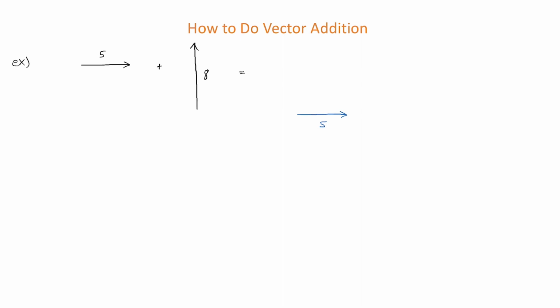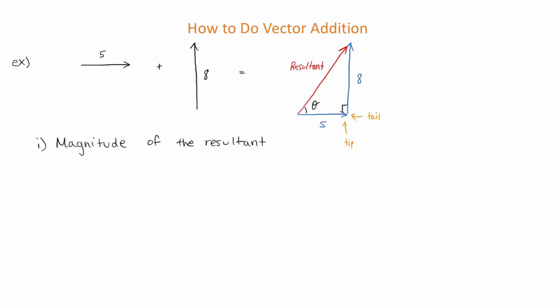Well, all you need to do is align the vectors tip to tail and then draw the resultant from the tail of the first vector to the tip of the second vector. And you can see we formed a right-angled triangle. Now the first thing we want to do is find the magnitude of the resultant.